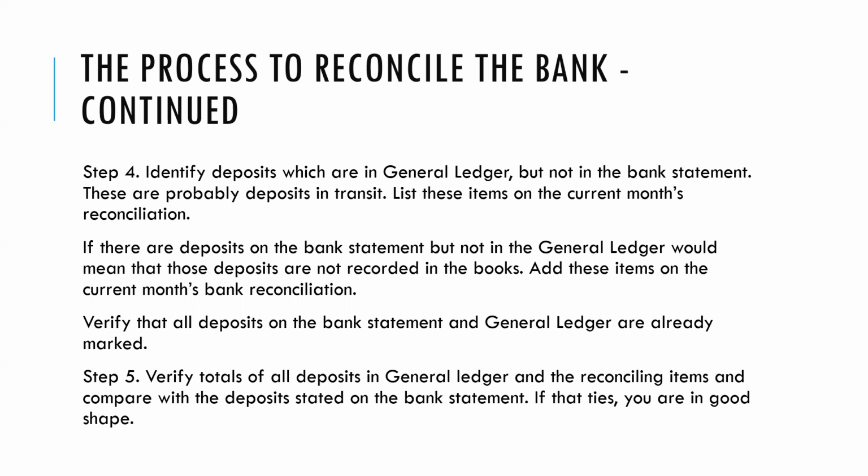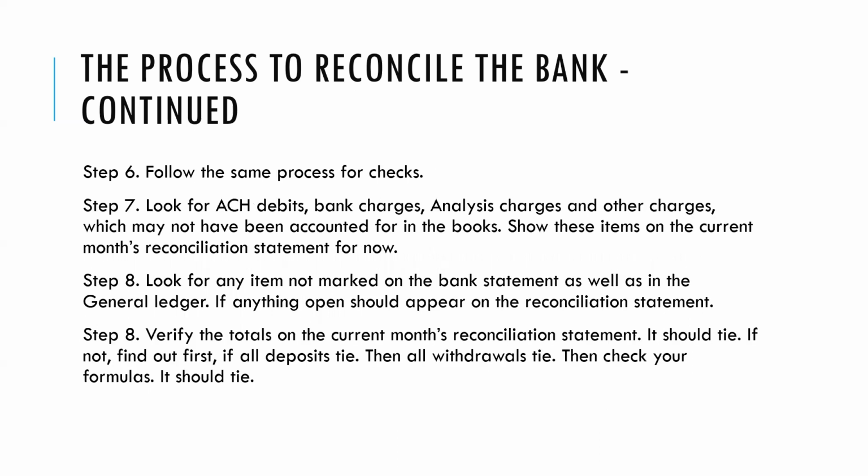Once that is all done, you repeat the same process for checks, right? Then you look for any ACH, bank charges, bank interest, etc. Try to trace them into the general ledger. If an item is not on the general ledger, then for now you put it on the bank reconciliation statement. Once that is all done, you look one more time at your general ledger detail and see if any item is unmarked or not identified. If there is, then put it on the reconciliation statement.